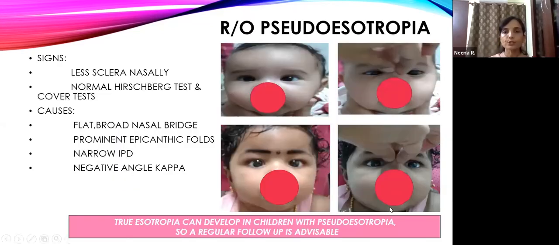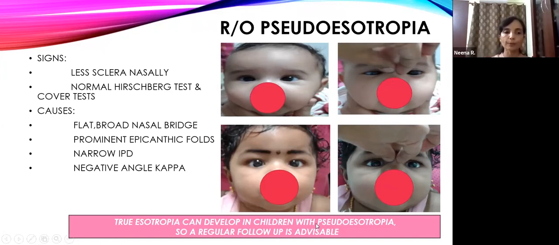Sometimes it could be pseudo-esotropia. Most of the time I get these pseudo-esotropes because they may have a flat nasal bridge or prominent epicanthic folds. But nevertheless, it's very important to refer the patient if you suspect a squint, because it could be something as simple as a refractive error or a muscle problem, or something more dangerous like an underlying retinoblastoma. If you pinch the epicanthic folds, you can see the sclera very well and rule out the pseudo-esotropia.